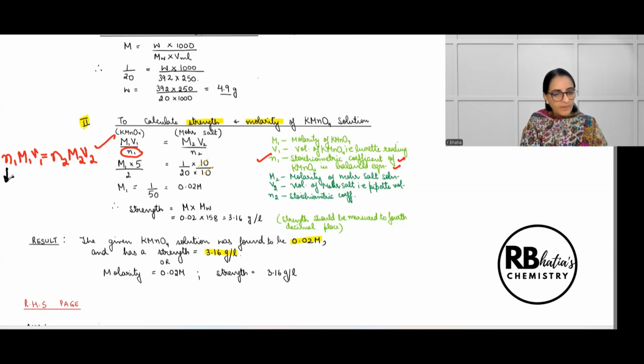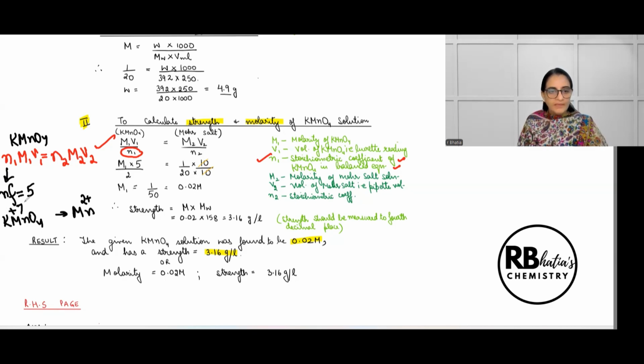If you're using this formula, and this is for KMnO4, then N1 stands for the n factor of KMnO4. And what is the n factor of KMnO4? It's 5. Why? Because KMnO4 changes to Mn2+. That means the +7 oxidation state is changing to +2, so the n factor is going to be 5. Similarly, on this side, whether it's Mohr salt or oxalic acid, you'll have to take the n factor of those. Oxalic acid n factor is 2, and for Mohr salt, the n factor is 1. Right?